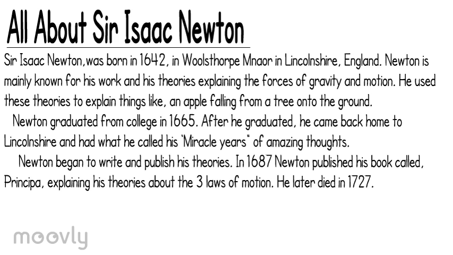Newton graduated from college in 1665. After he graduated, he came back home to Lincolnshire and had what he called his miracle years of amazing thoughts. Newton began to write and publish his theories. In 1687, Newton published his book called Principia, explaining his theories about the three laws of motion. He later died in 1727.